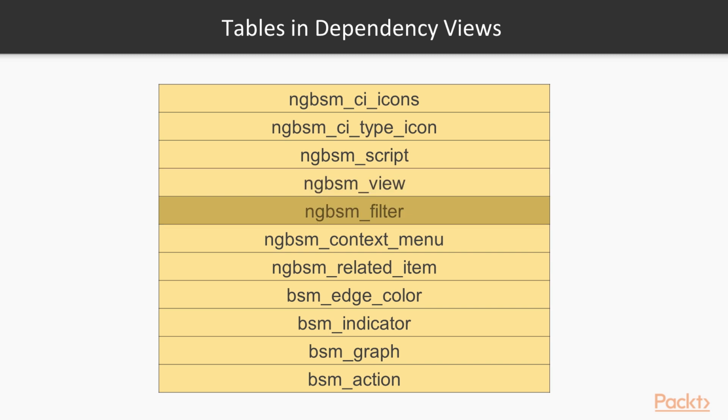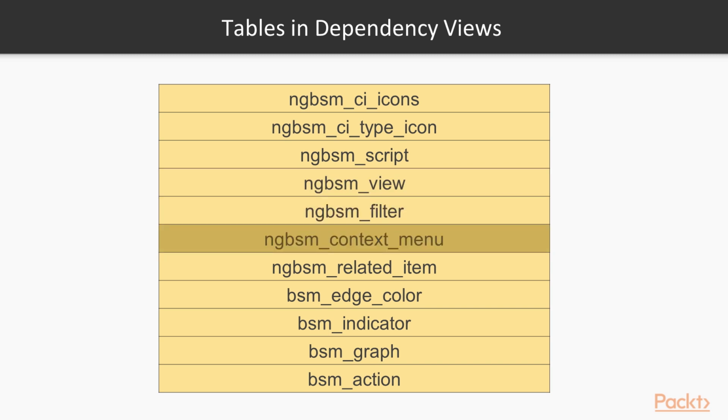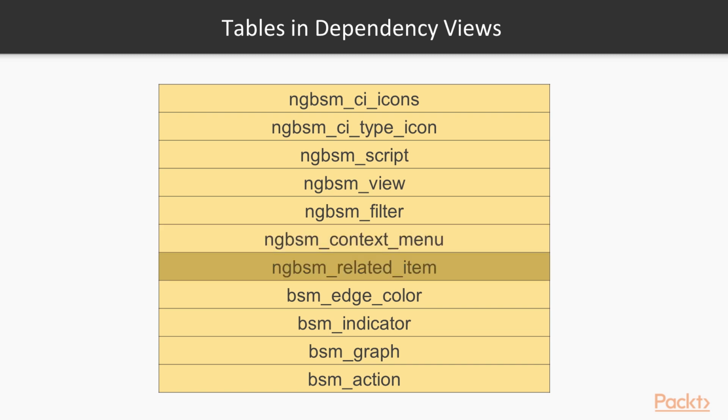Filters saved by users. Context menu, default and custom context menu actions that appear when users right-click a map. Related item, stores which reference fields should be treated as relationships when building the map. This allows users to include CIs that are related via a reference field instead of a relationship. Edge color, color definitions to use when drawing the relationships between nodes based on relationship type. Indicator, stores all map indicators. Graph, details of maps. Action is used for the actions on the map. In this video, we have learned about dependency views.